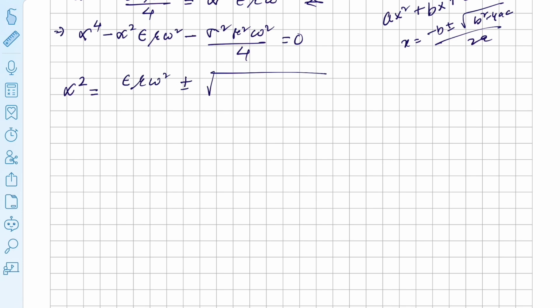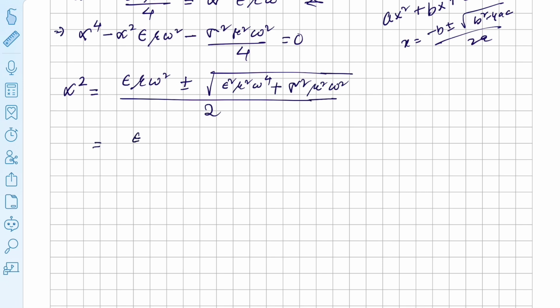Then plus minus root over b square, which is epsilon square mu square omega to the power 4, then minus 4ac. A is here 1 and c is this one, so there is already a minus, so minus minus is going to be plus. If you multiply this with 4, the 4 will be cancelled, so the remaining term will be of this form. Then we're going to get sigma square mu square omega square, divided by 2.